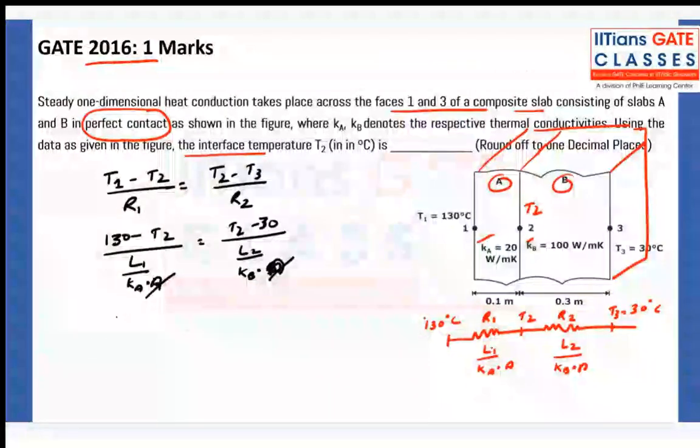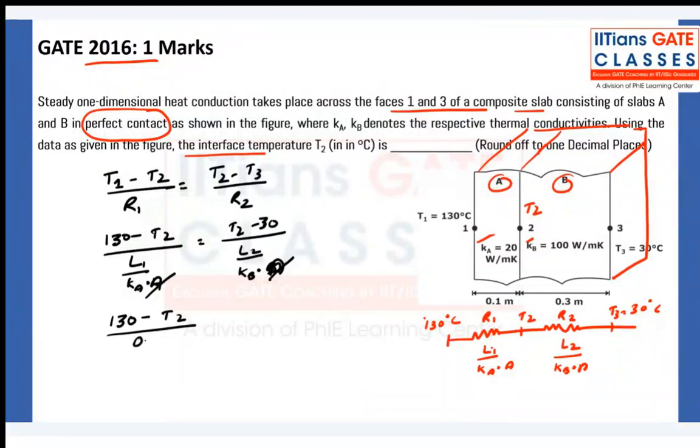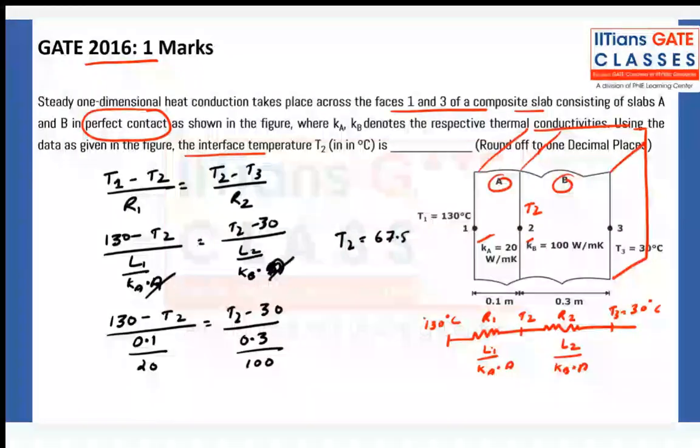130 minus T2, L1 is 0.1 and k is 20, equals T2 minus 30, L2 is 0.3 and k is 100. You can find T2 very easily, and Sahil has calculated it correctly. T2 is equal to 67.5 degrees Celsius. Very nice. Sean has also calculated. Shridev, have you calculated? Shikhar, Sean, Shruti, have you calculated?